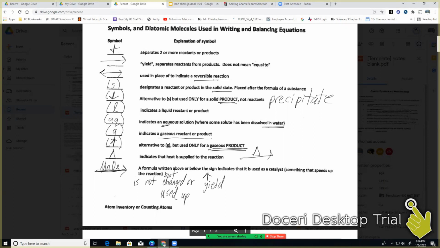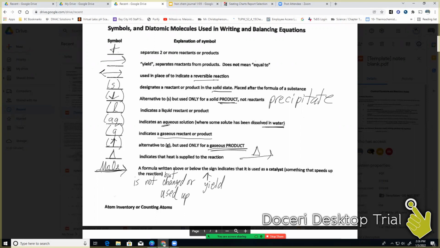I feel like I left something up there. Oh, MnO2. The last what? I'm sorry, I'm not following you. Oh, that's an arrow going up. Yes, I'm sorry.